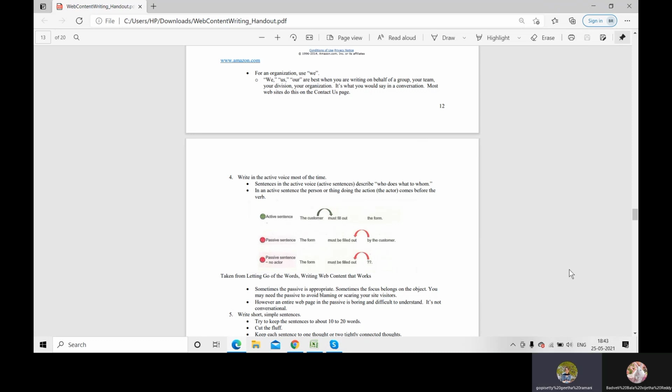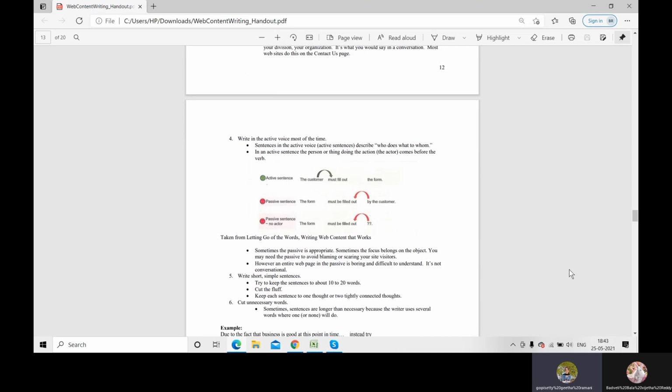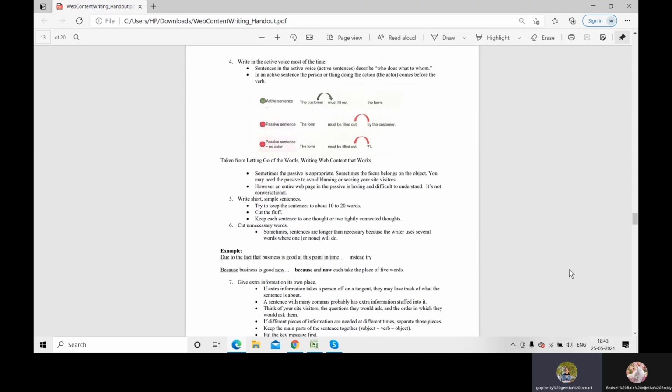Next step, write in the active voice most of the time. Sentences in the active voice describe who does what to whom. In an active sentence, the person or the thing doing the action comes before the verb. In active sentences, the customer must fill out the form, whereas in passive sentences, the form must be filled out by the customer.